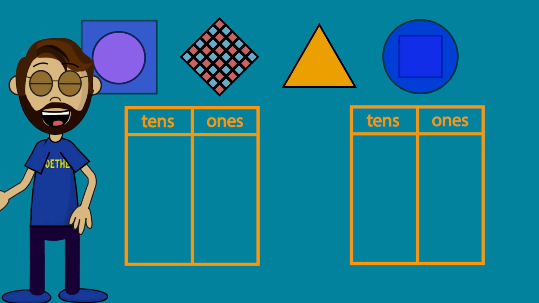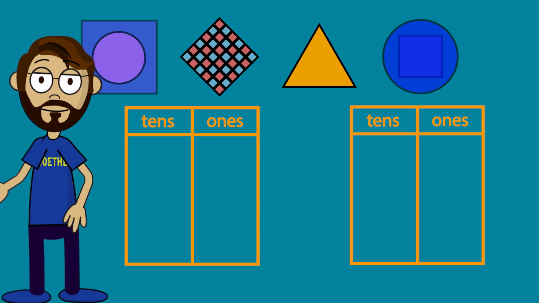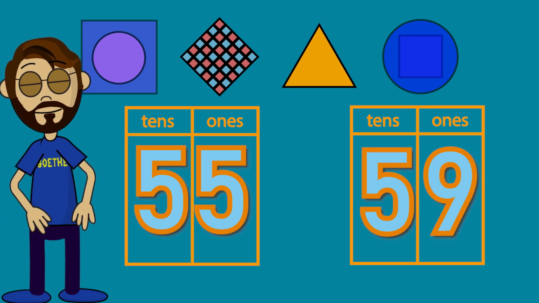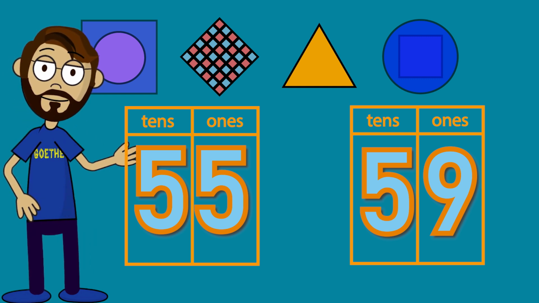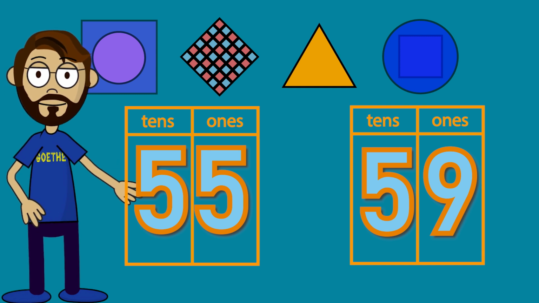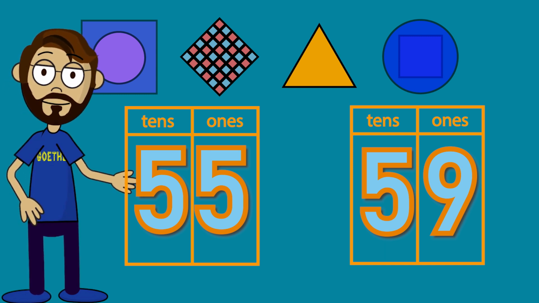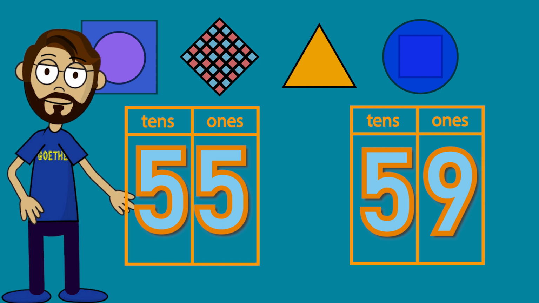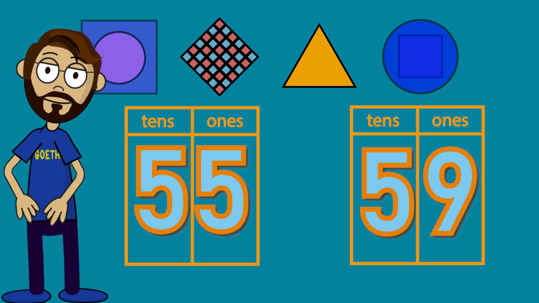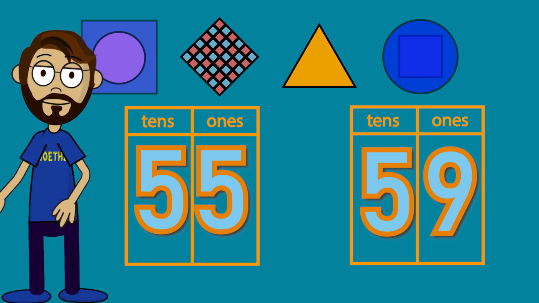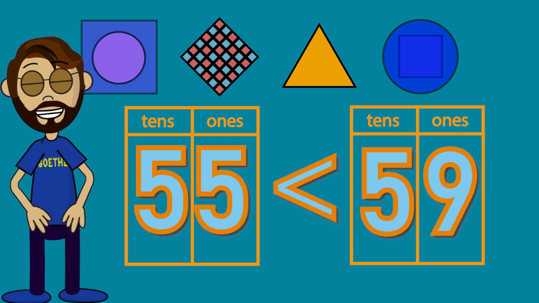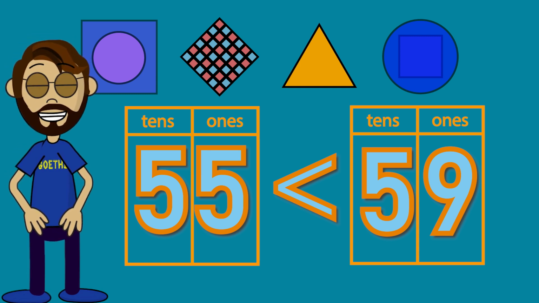Our next problem asks, what is greater, 55 or 59? They both have 5 tens, so let's look at the ones. 55 has 5 ones and 59 has 9 ones. Which one would an alligator want to eat? The bigger one. So what's bigger, 9 or 5? It's 9. So 59 is greater than 55. The symbol points this way.